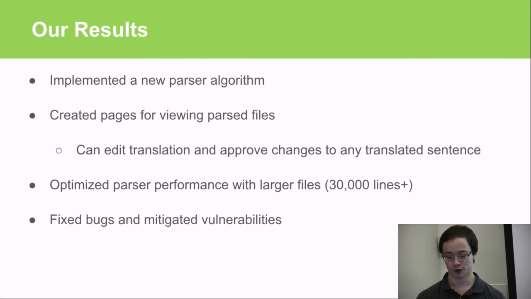We also optimized parse performance of larger files, 30,000 plus lines. I think our largest file ever was maybe 150,000 lines, and that took about 10 seconds to parse through totally. And we fixed bugs and mitigated vulnerabilities from the previous team. Certain bugs like certain pages of buttons wouldn't work, you couldn't back out from certain pages, and one kind of big security vulnerability where you could log into a page with super user privileges, but that was all fixed up.